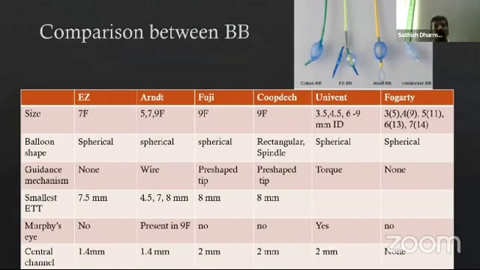This chart shows the comparison between different bronchial blockers. From the EZ blocker to Fogarty catheters, you can see the type of the balloon, the guiding mechanism, and the smallest endotracheal tube required for each blocker, and the central channel. The central channel is used for suctioning or for deflation. But as you all know, compared to DLT, it is not easy to deflate so easily with the bronchial blocker.